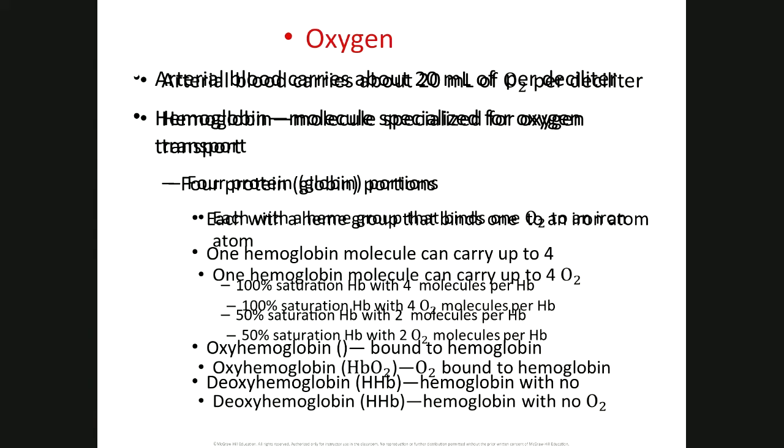Arterial blood carries about 20 ml of oxygen. Hemoglobin tries to cope up and be able to carry that oxygen. You need four protein globin portions for maximum oxygen carrying, right? And there's good enough oxygen there.